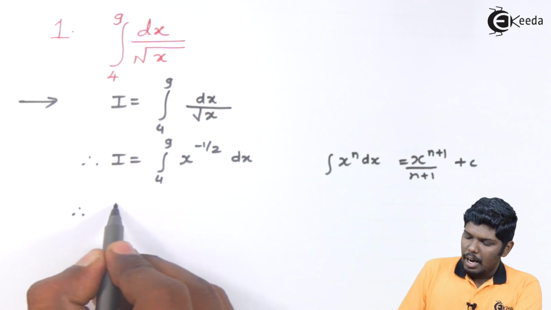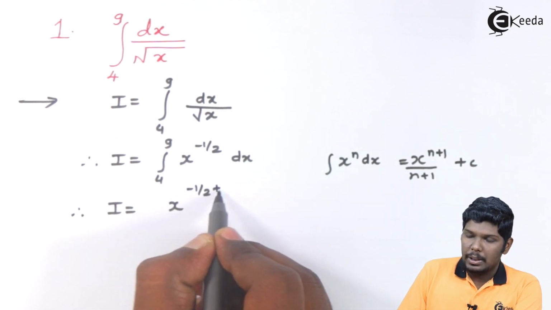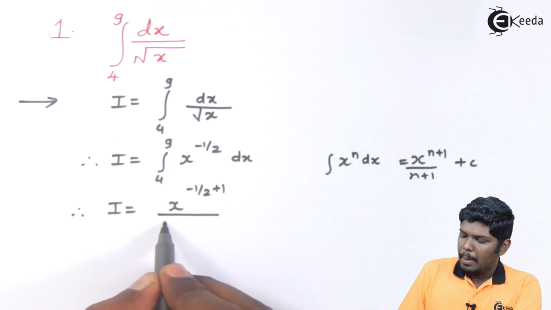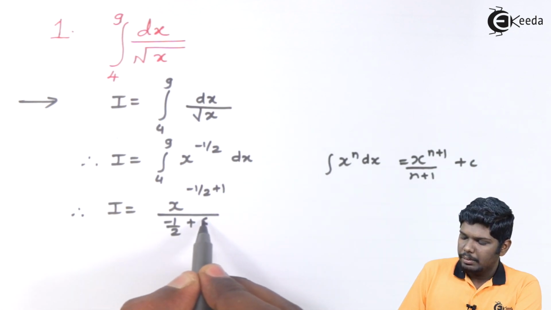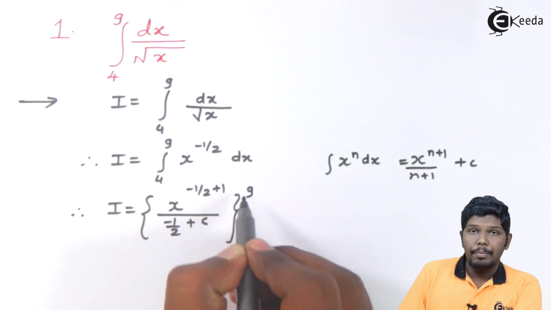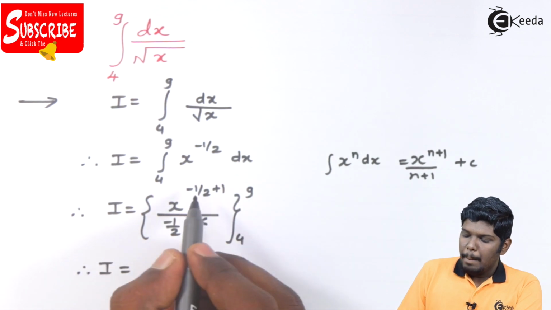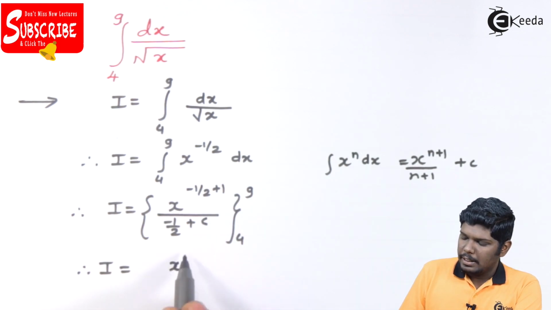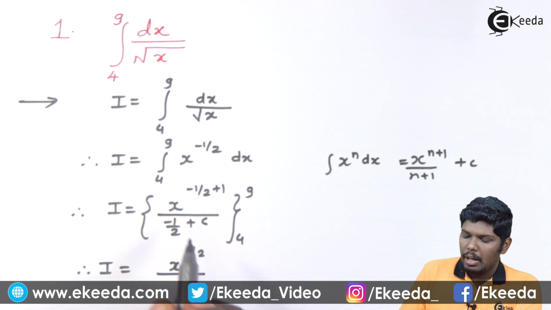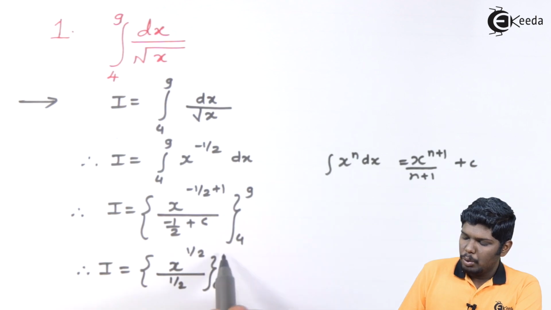Therefore, I is equal to x raised to minus 1 by 2 plus 1 upon minus 1 by 2 plus 1 within limits 4 to 9. On further solving, this will give you minus half plus 1 is plus half upon again minus half plus 1 will give you plus half from limits 4 to 9.